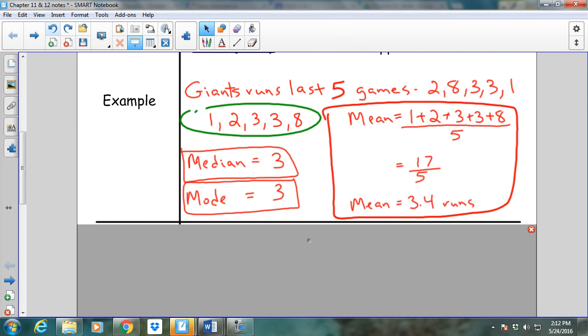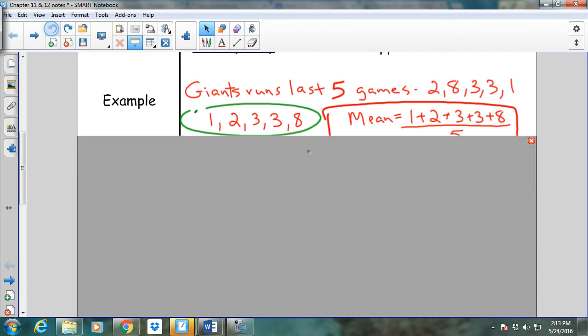So mean, median, and mode oftentimes go together. That's what I'm showing you how to figure out in this problem. To figure out the mean, the average, you add all these up, 1 plus 2 plus 3 plus 3 plus 8, and then divide by 5 because there's 5 pieces of data. That comes out to 17 over 5, and if you divide that out, it's 3.4 runs. So the average number of runs they scored in those 5 games was 3.4 runs.